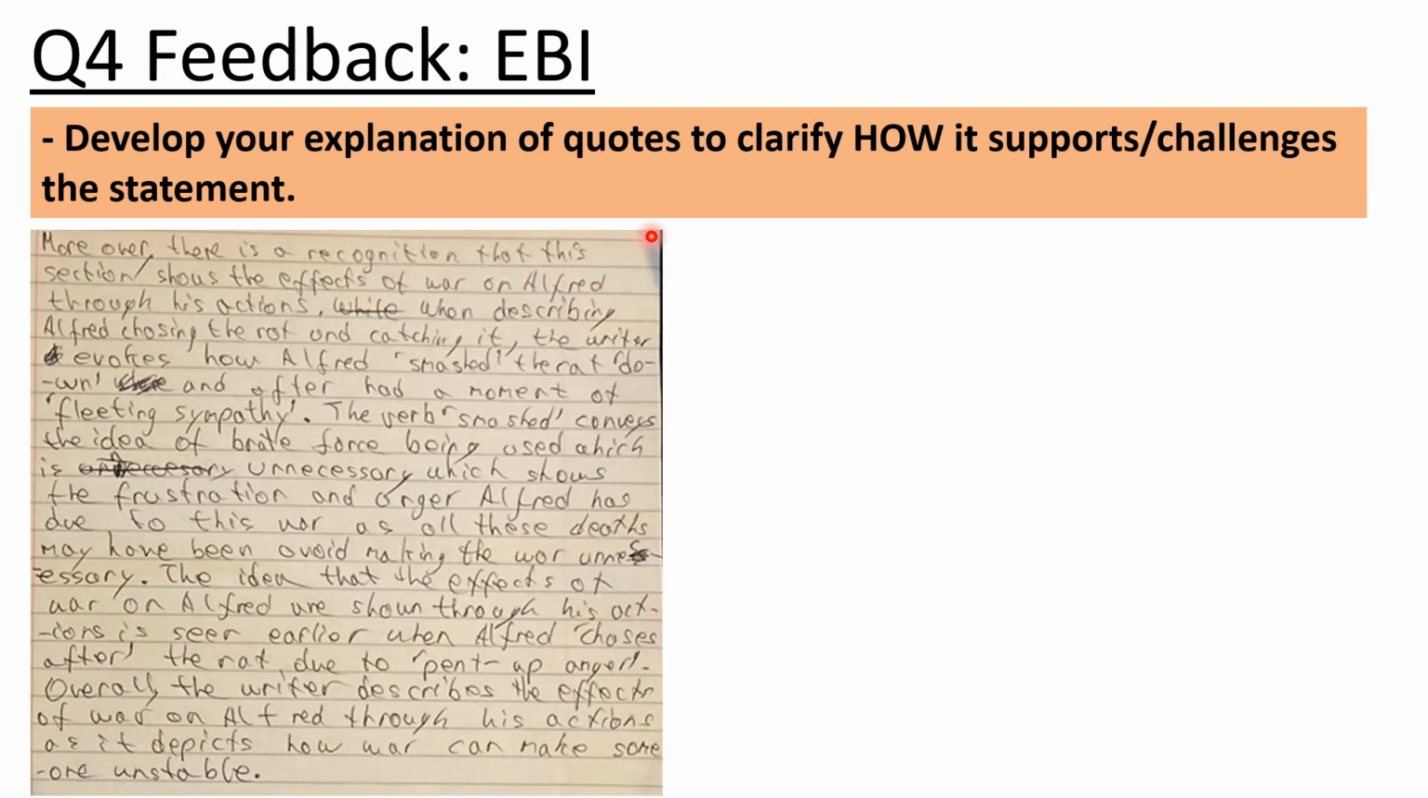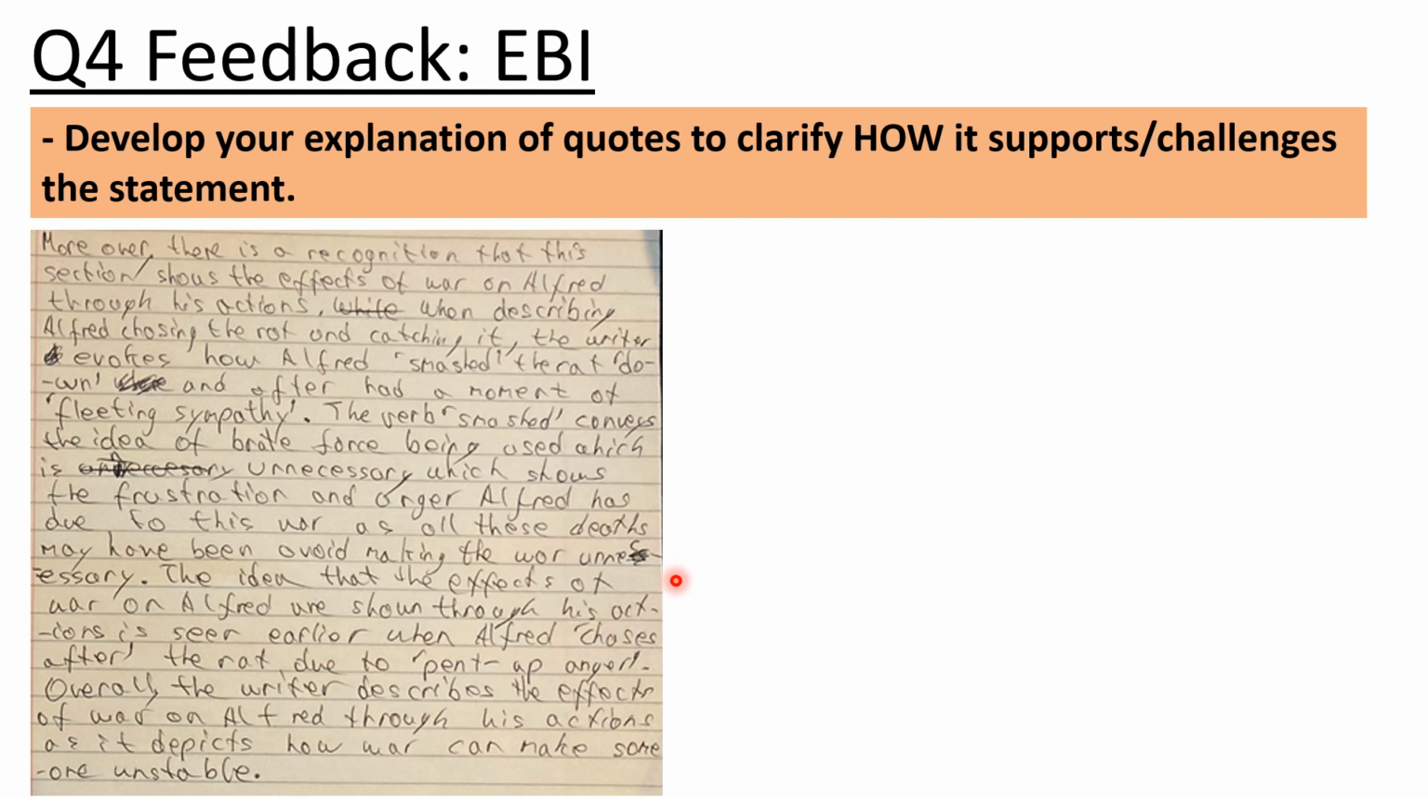Moreover, there is a recognition that this section shows the effects of war on Alfred through his actions. When describing Alfred chasing the rat and catching it, the writer evokes how Alfred smashed the rat down and after had a moment of fleeting sympathy. The verb smash conveys the idea of brute force being used, which is unnecessary, which shows the frustration and anger Alfred has due to this war, as all these deaths may have been avoided, making the war unnecessary.